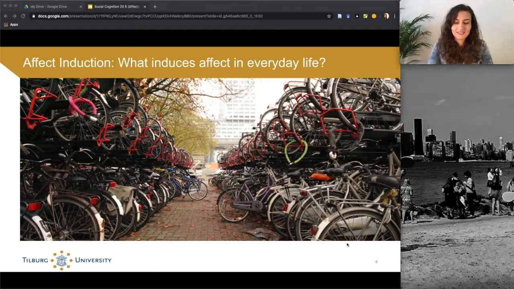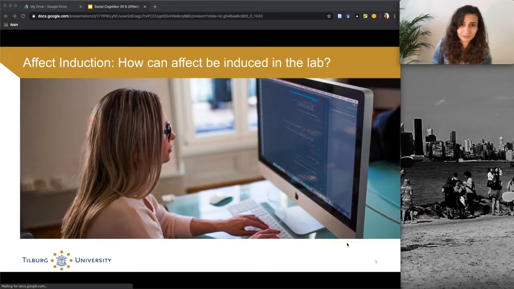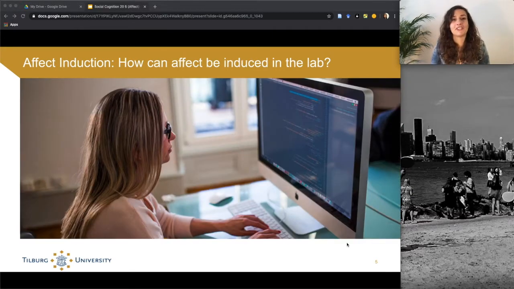So how indeed can we induce affect in the lab? This is a question that I'd encourage you to pause the video for a minute and think about: whether you experienced a study where you took part as a participant where someone induced affect, or if you can come up with your own ideas of, if you wanted to study affect, how would you make your participants feel in a specific way?